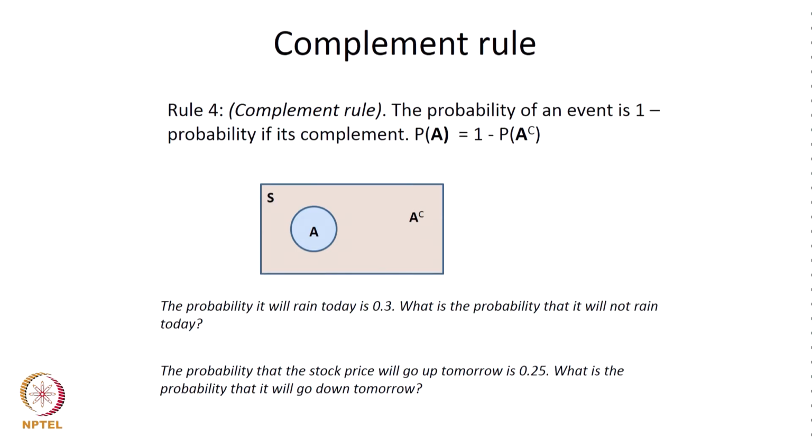Probability that it will rain today is 0.3. What is the probability that it will not rain today? 0.7.